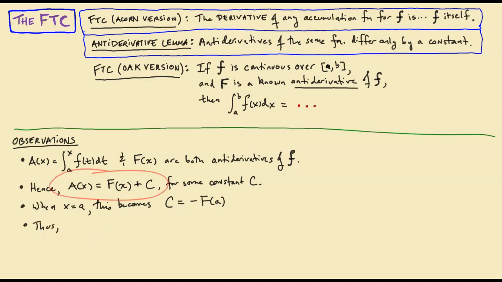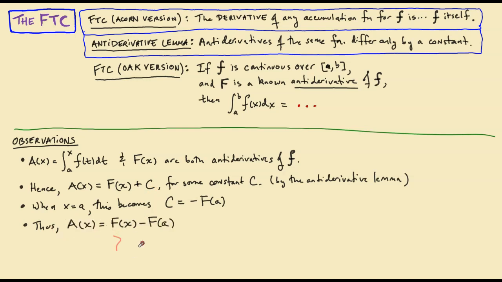Thus, if we go back to our equation for the accumulation function that we got by the antiderivative lemma, of course, substituting that value of c in there tells us that capital A of x is capital F of x minus capital F of a. Well, now we are basically done, because the integral we want, which I'll rewrite down here, this integral we're trying to find, which of course I could rewrite as integral of f of t dt instead of f of x dx, as t runs from a to b.